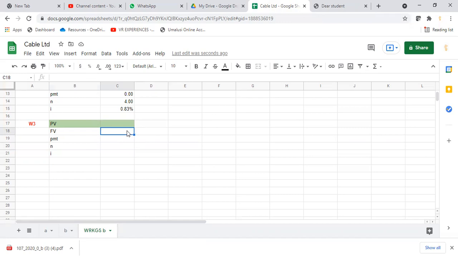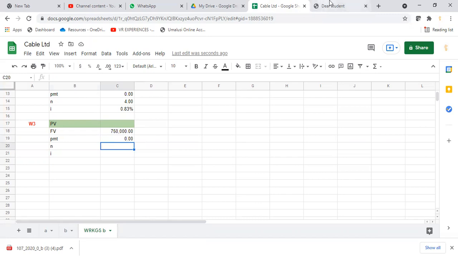So what is that now? 750,123. PMT is a fixed regular payment. There's no fixed regular payment, so it is 0. N is the number of periods.